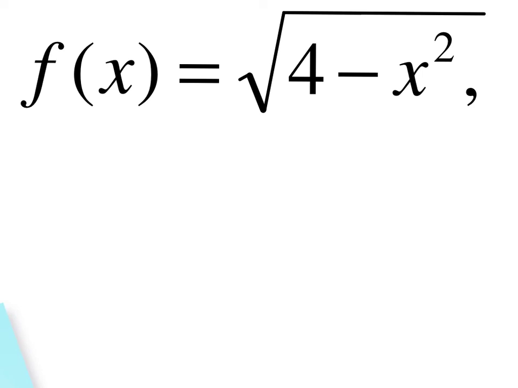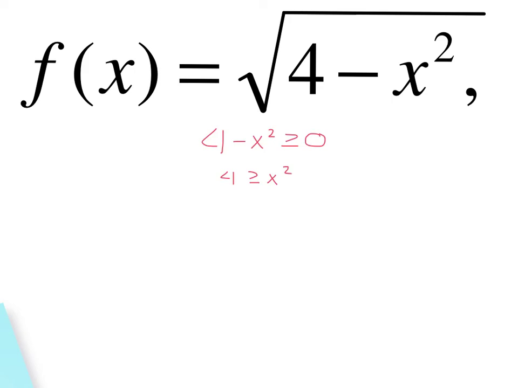Set it greater than or equal to 0. Good. So here I'm going to do 4 minus x squared is greater than or equal to 0. I'm going to bring the x squared over. I'm going to take the square root of both sides, and I'm going to get plus minus 2.